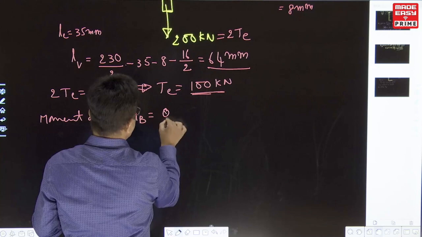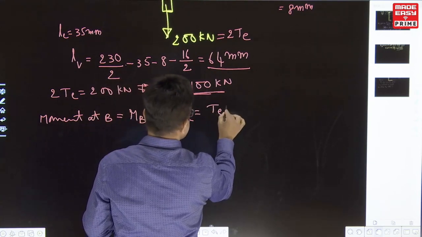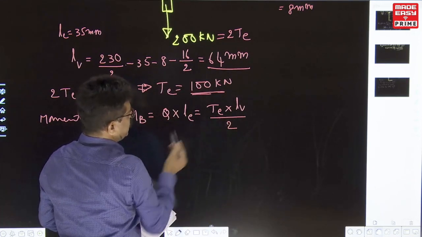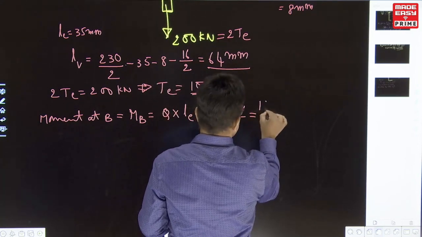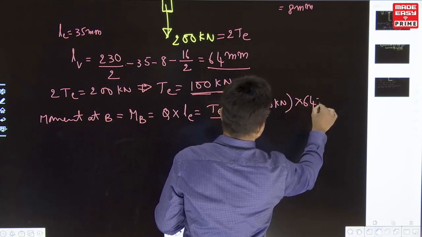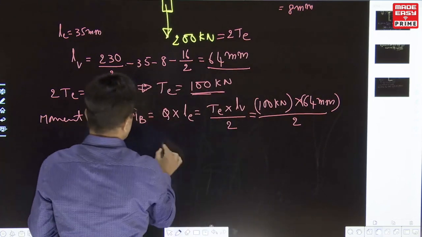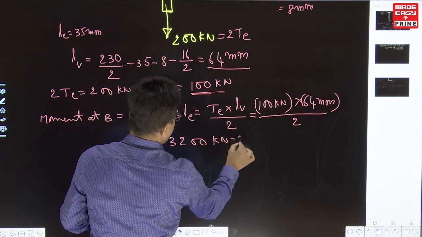MB is actually Q into LE. If you substitute this value, it becomes TE into LV by 2, because when I write the Q value, finally it becomes TE into LV by 2. So TE is 100 kilonewton, and length LV is 64 mm by 2. So your applied moment is 3200 kilonewton mm.